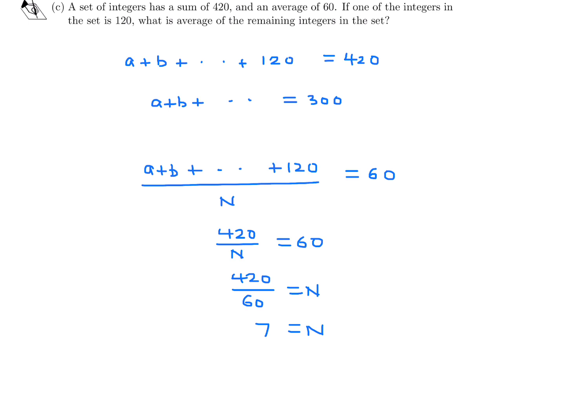So now they're asking, what is the average of the remaining integers in the set without that 120? Okay, so that means we are just going to use these numbers here. So it's going to be a plus b dot dot dot, and then divide by, this time not 7, because we're not going to include that 120, so we divide by 6. Well, a plus b dot dot dot, we just figured out was 300. So it's 300 divided by 6, and that, of course, is 50. So that's the answer.